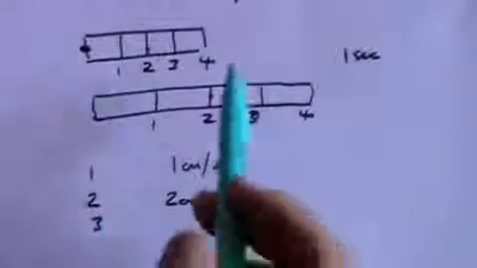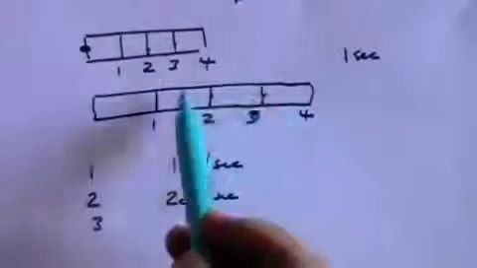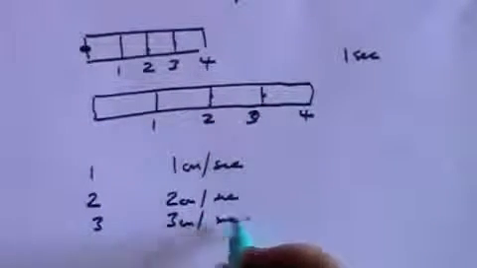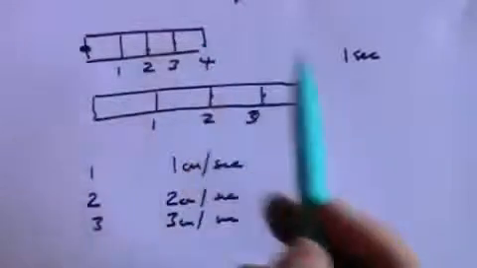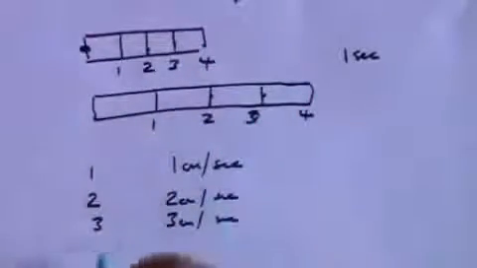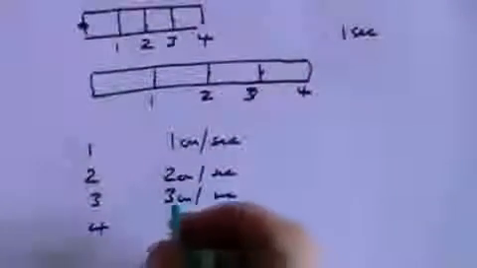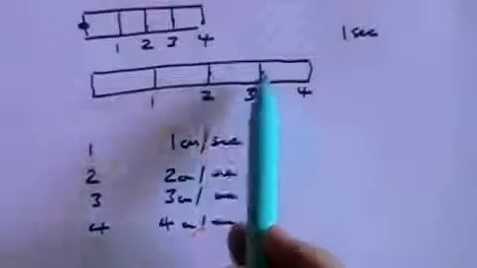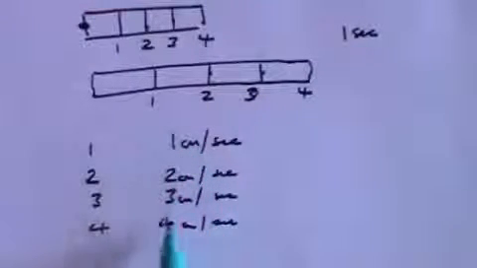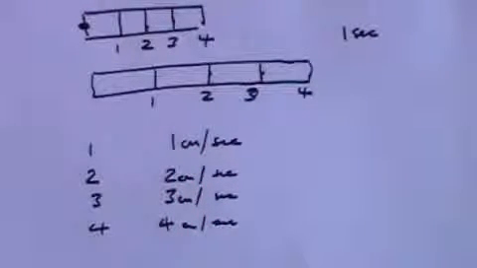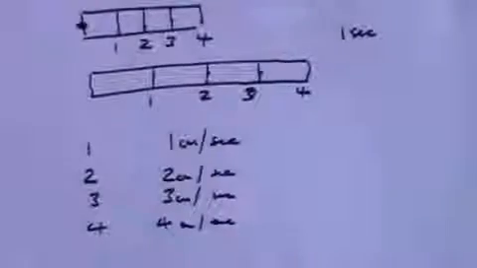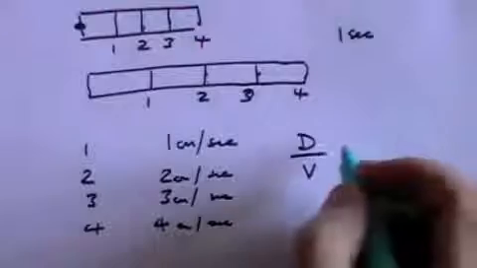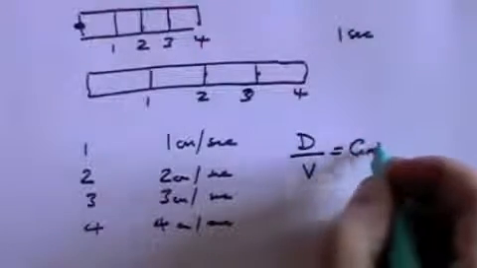Point 3 travelled from here to here, that's a distance of 3 centimetres in 1 second. And point 4 travelled from here to here, that's a distance of 4 centimetres in 1 second. And so you can see that the further away the point is, the faster it's travelling. We can also see something else about that, and that is that the distance now divided by the velocity is a constant.